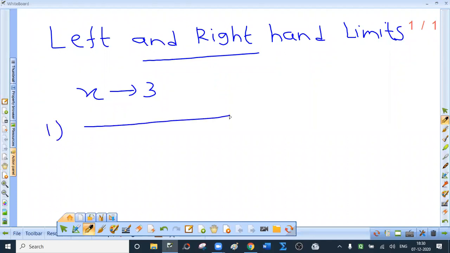we consider two cases. Suppose this is 3. Here you will notice that x approaches 3 from the right of 3. Limit obtained in this manner is called as right hand limit, and we write this as limit x tends to 3 plus. I repeat, we write this as limit x tends to 3 plus. Suppose the function is f x. We say this is limit x tends to 3 plus f x.